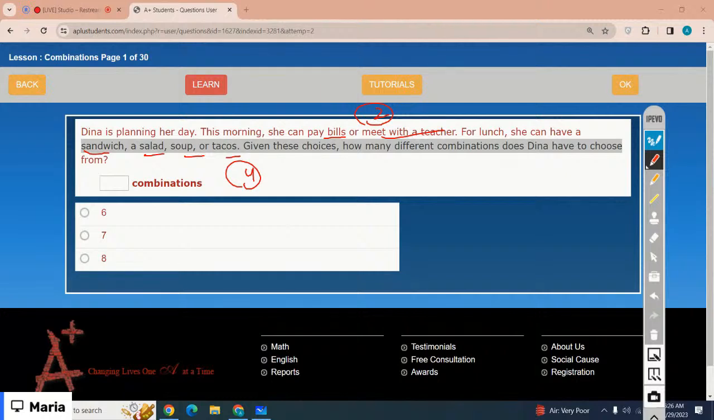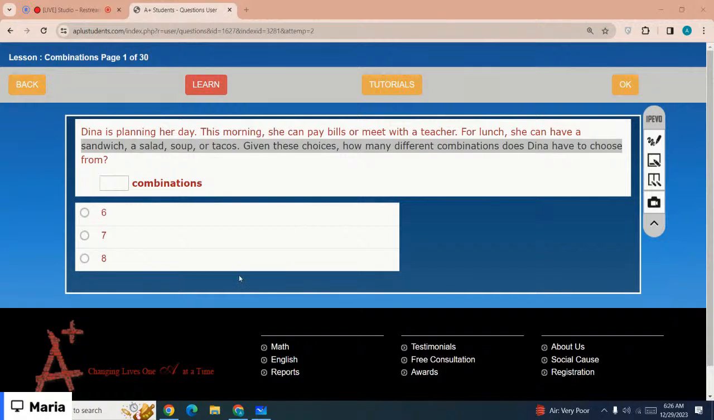So you have to choose the combinations, right? Not the order. So for the combinations, you have to simply multiply the choices you have. You have to do 2 times 4. Yes, the correct option is 8. Got it? So the correct option is 8. Very good.